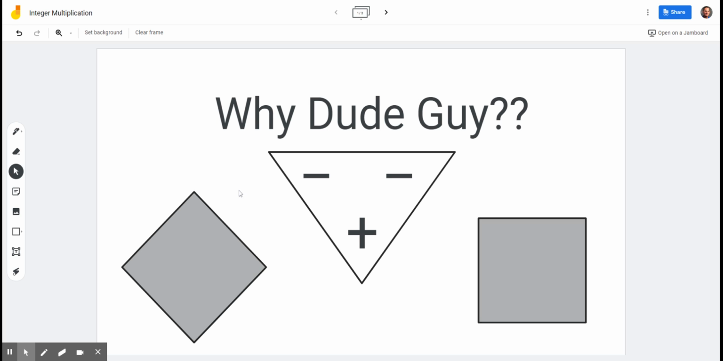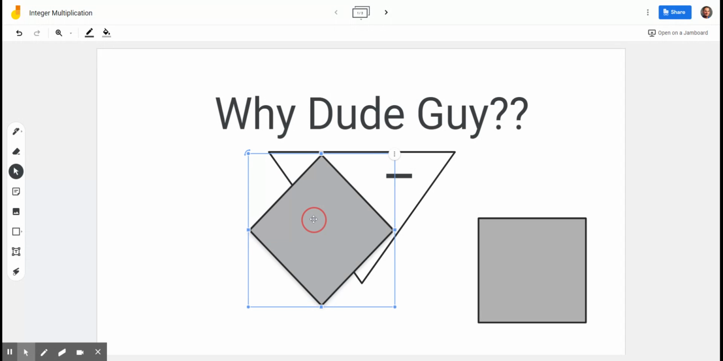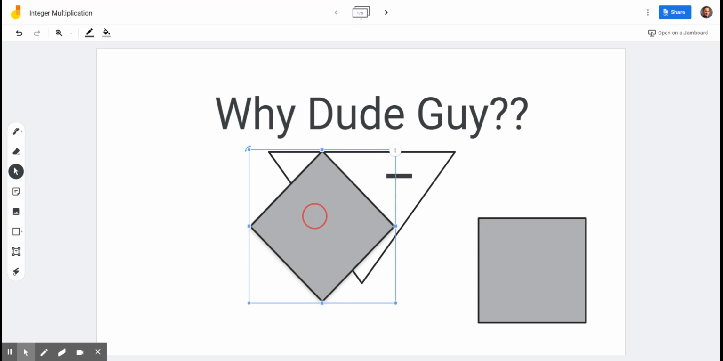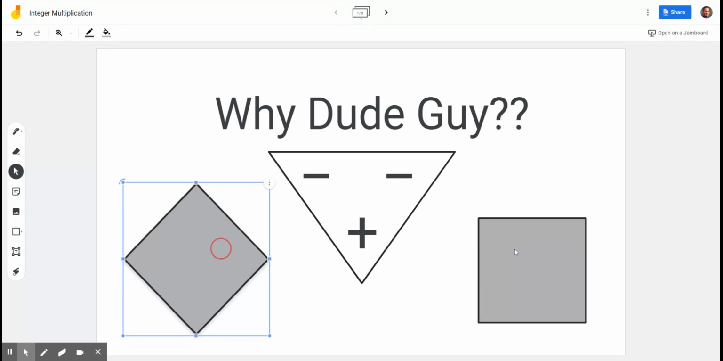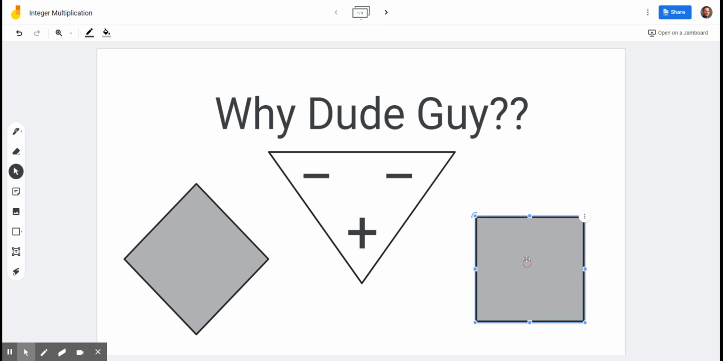Students, we've showed you how you can use Dude Guy to help you when you're doing integer multiplication. So you know when you multiply a negative times a positive, you cover up those two and you're left with a negative. And so y'all have used this strategy, but I want to show you another way that shows why this particular strategy works and why when you multiply a negative times a negative, you get a positive.